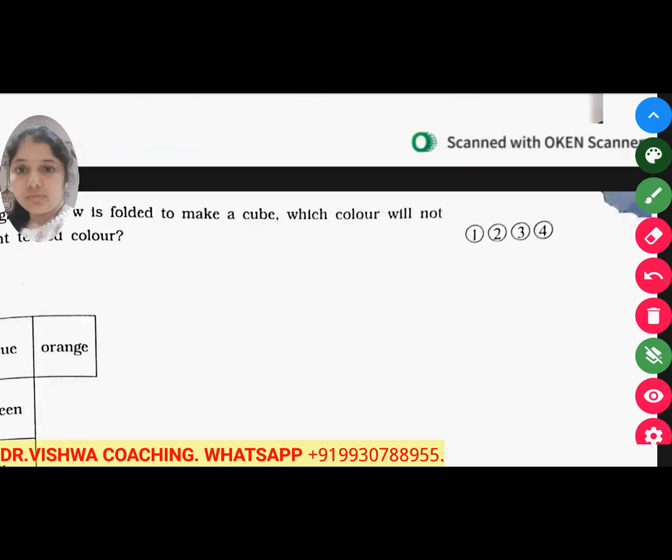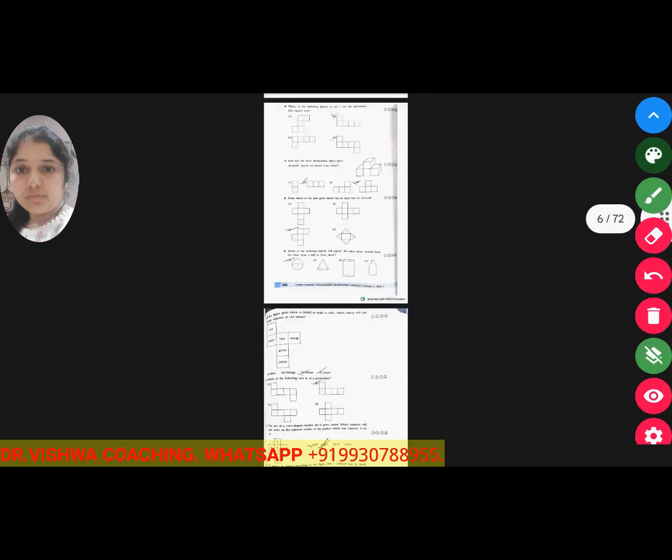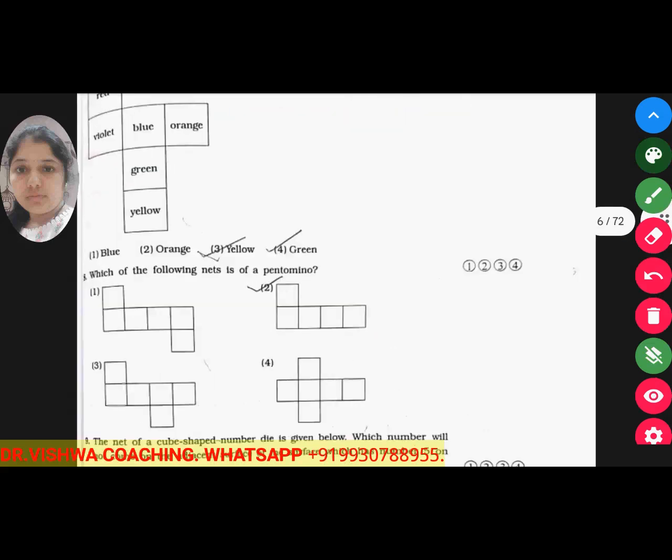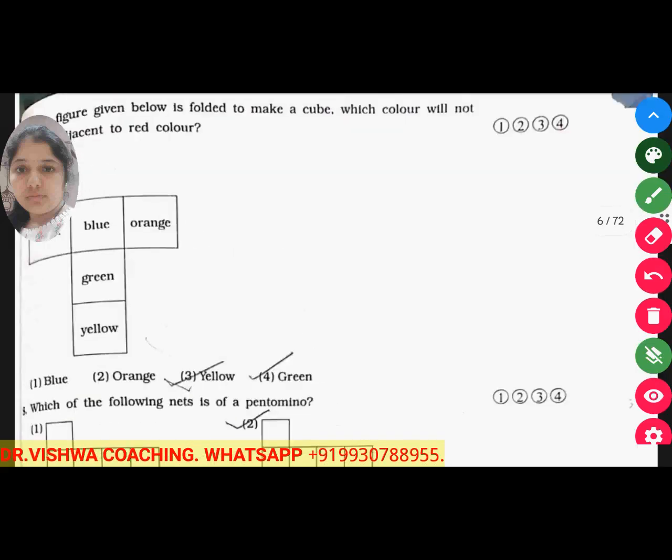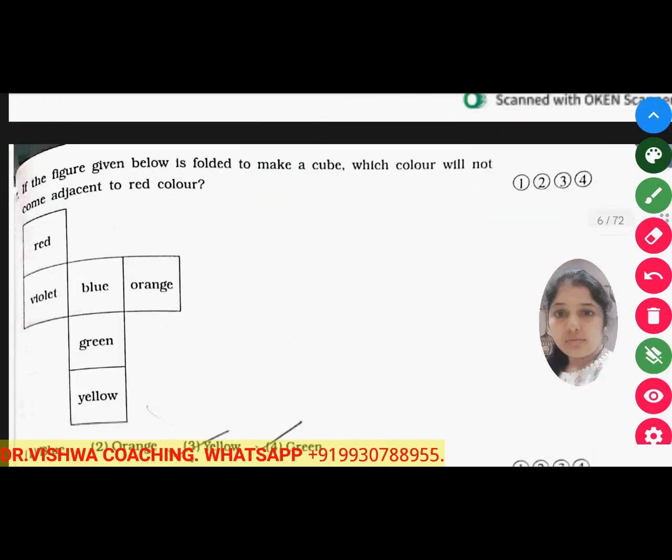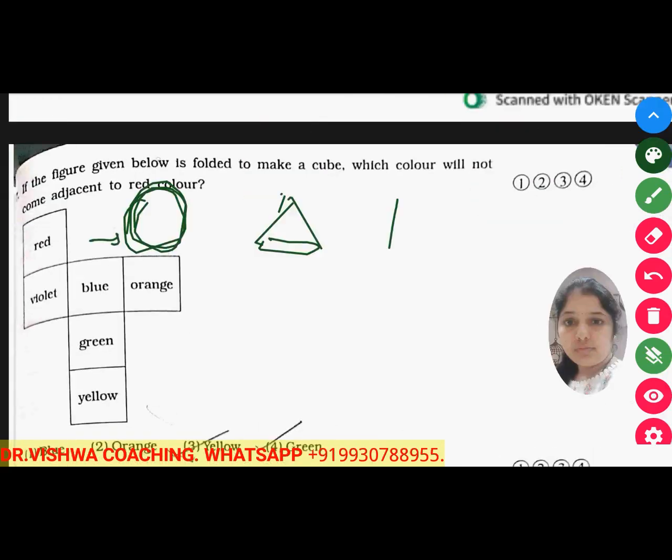So I hope like this you can try to solve. I will take one more sum and then we will take leave here. Okay, now see, if the given figure below is folded into a cube, which color will not come adjacent to red?